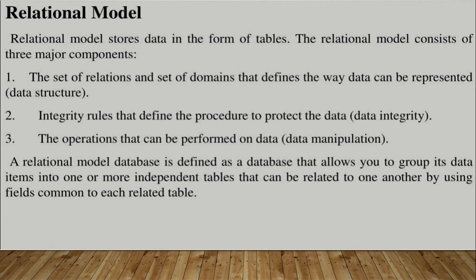objects. So it is in the form of tables, and we have three major components used in the relational model. First is the set of relations and the set of domains that define the way the data can be represented, that is data structure. Second is integrity rules that define the procedure to protect the data, that is data integrity. And third is the operations that can be performed on data, that is data manipulation.